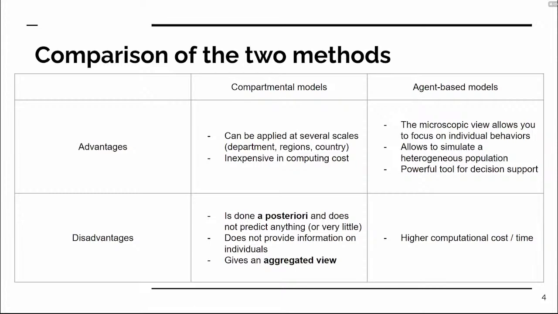And that's why I've been interested in an agent-based model, which can be used as a powerful tool for decision support. The fact that we can change the applied policy and see how the population will adapt themselves can help us to see how the pandemic will change and propagate.